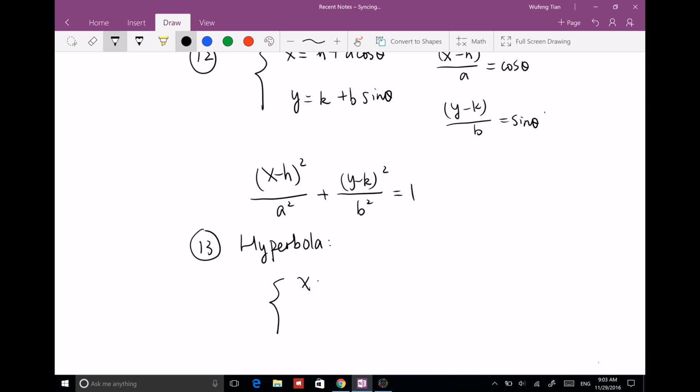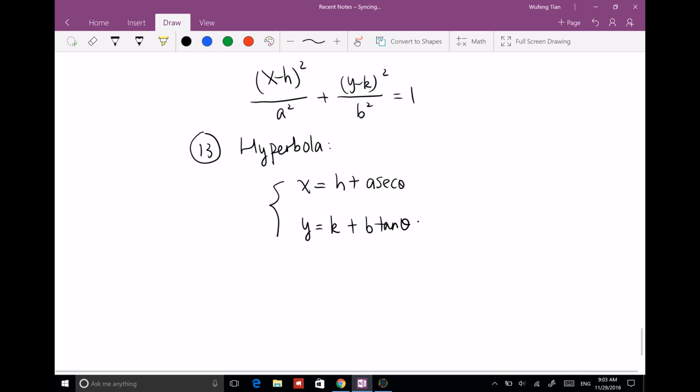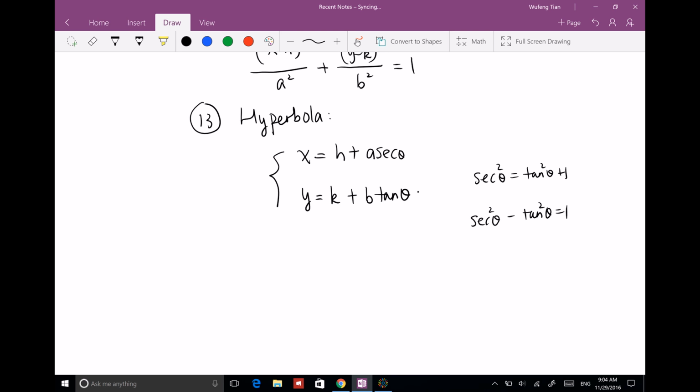If I give you x equals h plus a secant theta and y equals k plus b tangent theta. Okay, so we're going to use the formula secant theta squared equals tangent theta squared plus 1, which means secant theta squared minus tangent theta squared equals 1. Okay, so now I would like you to try this one by yourself. See if you can work it out.